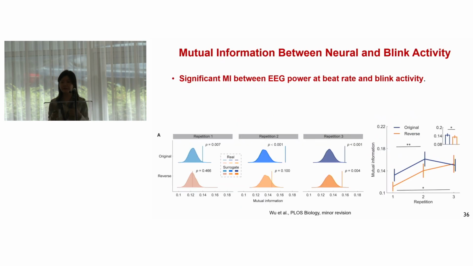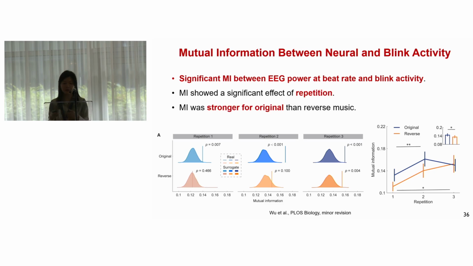So we further investigated this by using mutual information. We found that there is strong mutual information between those two signals, and it actually increased with repetition. And there was also stronger mutual information for the original than the reverse versions.